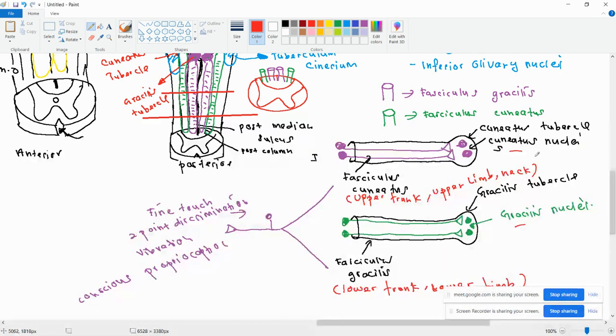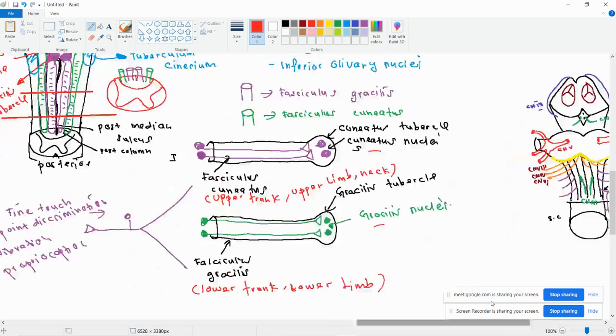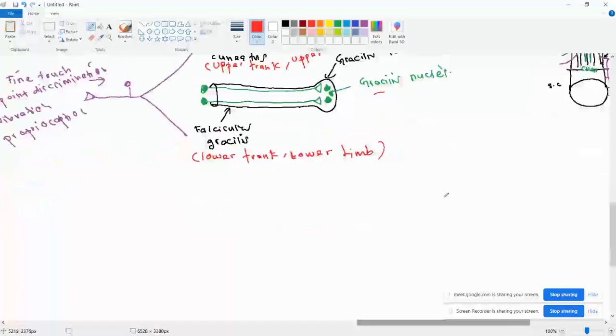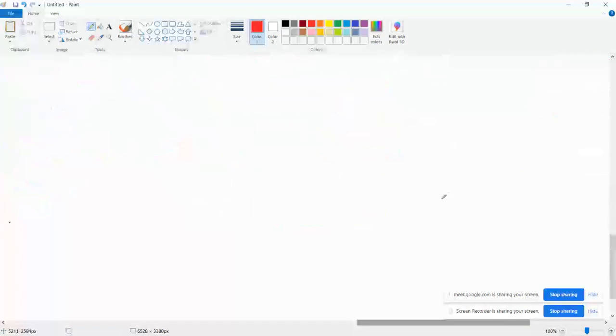Yes, class? Sensory decussation, good. Yes, you can see it at which level? Near the sensory decussation level. Understood? Sensory decussation level. Now maybe I can draw a simple diagram to show you why we call it a decussation, sensory decussation. Listen carefully.